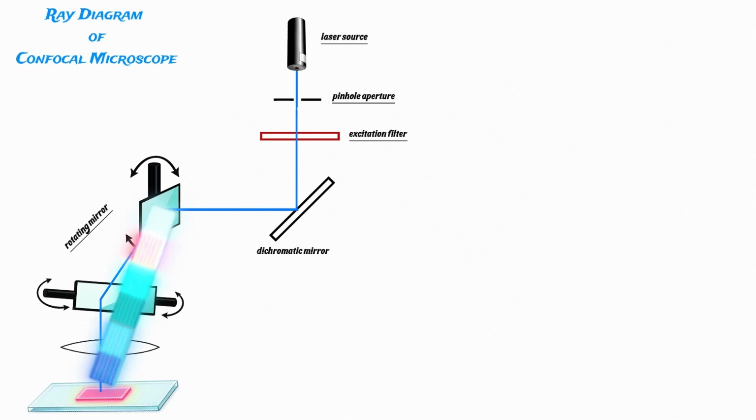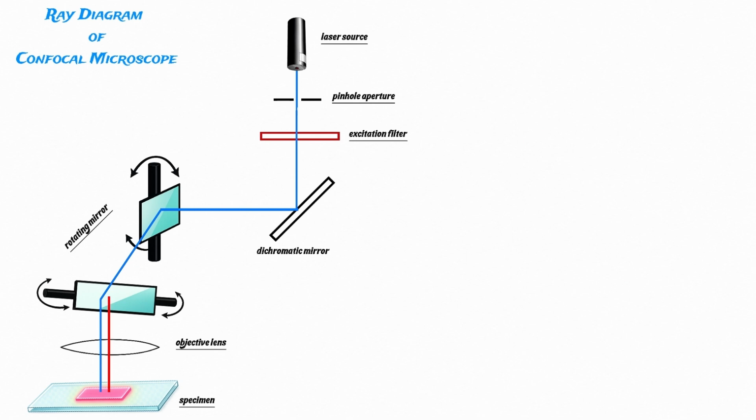The next additional component is the XY scanning mirrors. These mirrors are unique to confocal microscopy. Instead of illuminating the whole specimen at once, they rapidly move the laser beam across the specimen in the X and Y directions, scanning one tiny point after another. The objective lens focuses the laser onto each point of specimen, where the fluorescent molecules become excited and emit fluorescence.